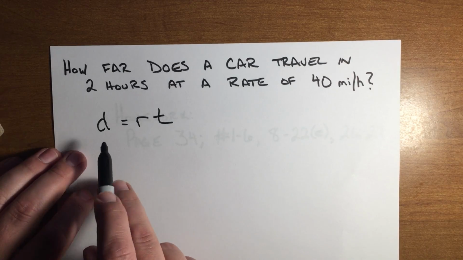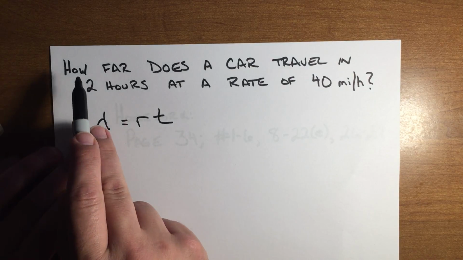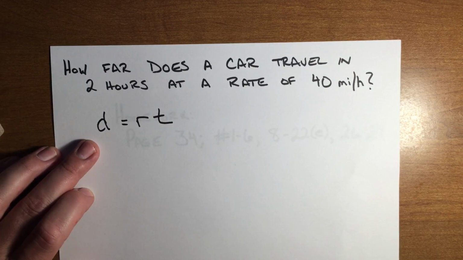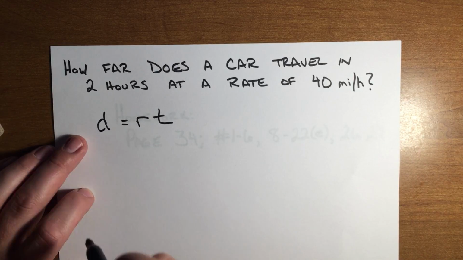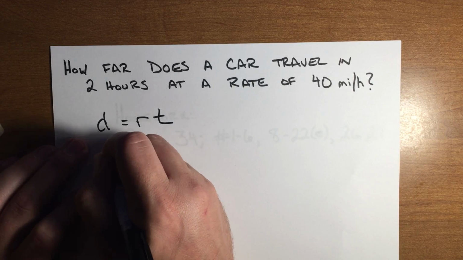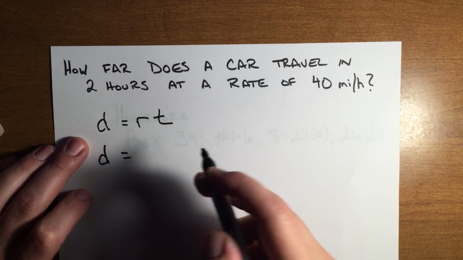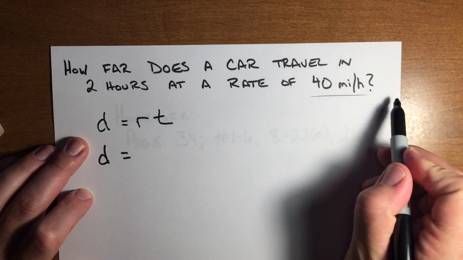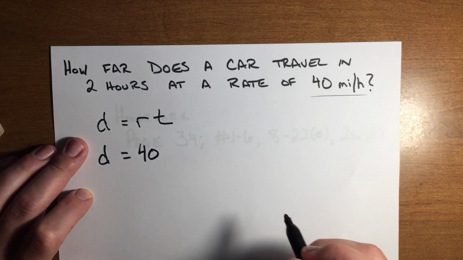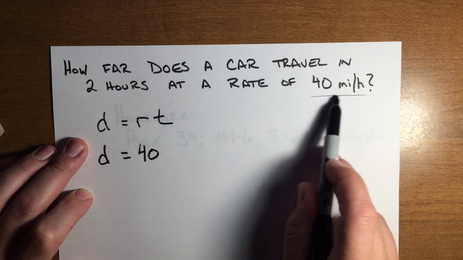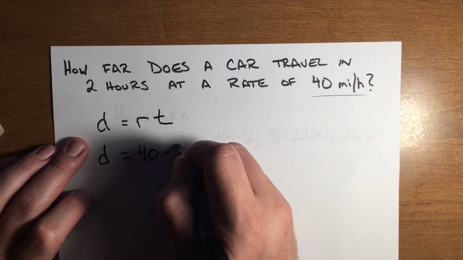So I do not know the distance that I've traveled. That's the question I'm asking. How far? That's a distance question. I'm sorry, I should actually probably put my D down here right away. I do know that my rate is 40. It's given to me right here, 40 miles per hour. So in place of R, I'm going to put 40. And I also know that I've gone this rate for 2 hours. So in place of T, I'm going to write 2.